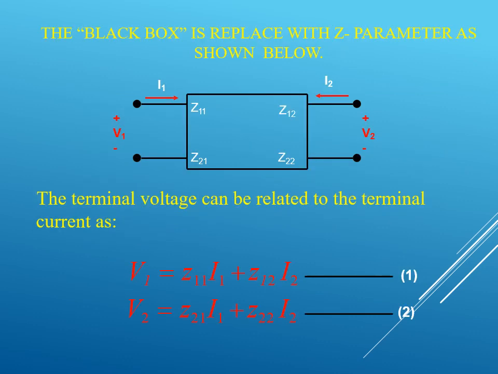Now here the black box in the case of the two-port network is replaced by a Z parameter network. Here we can see that there are four parameters: Z11, Z12, Z21 and Z22. Here we have formed these two equations using these Z parameters. Voltages V1 and V2 are dependent variables, and they depend on two variables I1 and I2. So here I1 and I2 are the independent variables. Z11, Z12, Z21 and Z22 are the Z parameters of the circuit.